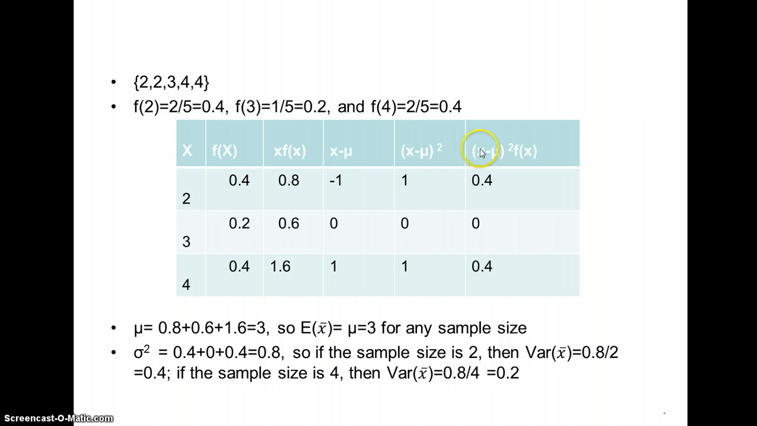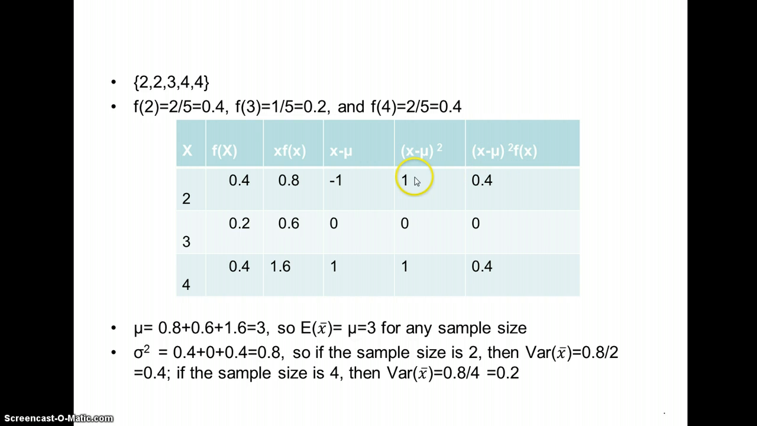So first I do x minus mu. How do I get x minus mu? It's 2 minus 3. Mu is 3. So 2 minus 3 is -1, and 3 minus 3 is 0, and 4 minus 3 is 1. And then I square each number, so I get 1, 0, 1. And then take each number here, square the numbers, multiply by its corresponding probability.